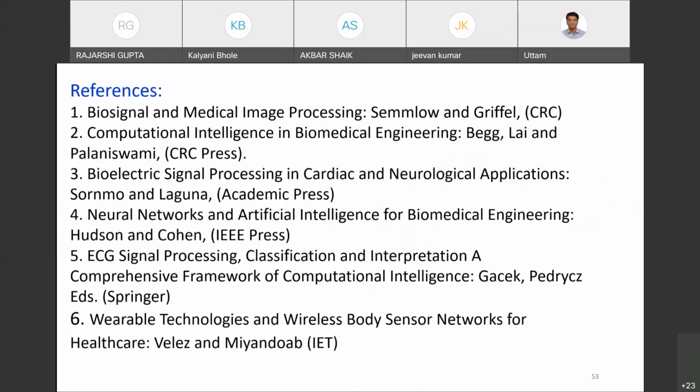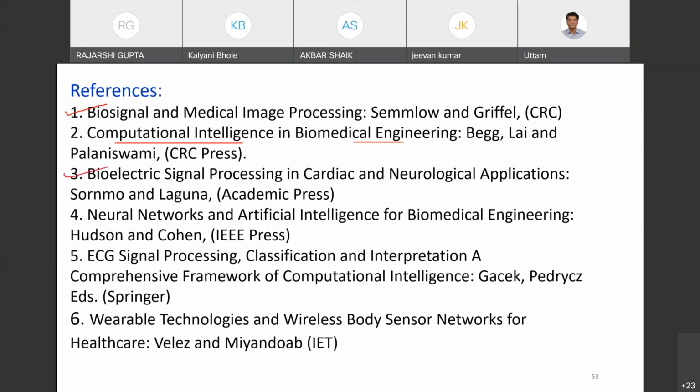And these are the references I would like to share. These are basically books, not papers, because Dr. Chaska told me that there may be some MTech level students. So if you can take a screenshot of this, these are the basic books which will give you basic and advanced details of biomedical signal analysis, like this one, Semmlow and Griffel. Then this is a book that deals with different computational intelligence applications in biomedical engineering, starting from cardiac signal to brain signal to MRI signal.